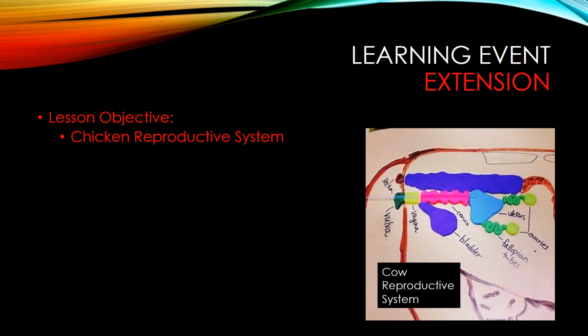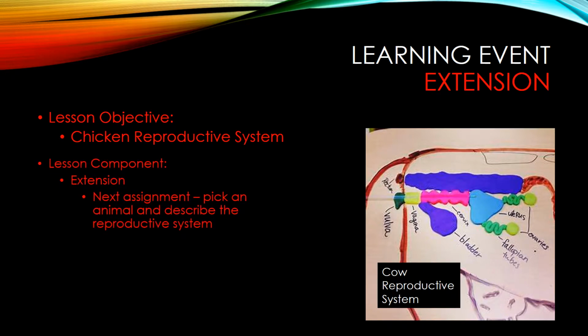However, to extend the lesson, the students are told that their next assignment will include picking an animal and describing the reproductive system. They are instructed that they can do so in whatever format they prefer. The formats that are suggested include a PowerPoint presentation, a poster with a presentation, a Prezi presentation, or a Popplet. The students are familiar with all of these presentation products as they have used them throughout the class to that point.